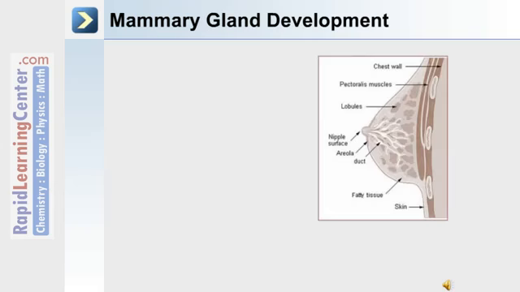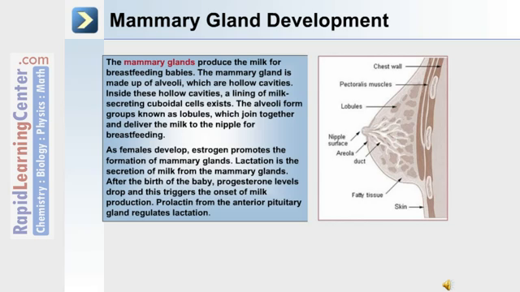The female reproductive tract also includes the mammary glands. The mammary glands are contained in the breast, which is made up of a nipple surrounded by an areola. Connected to the nipple are ducts which move into the breast tissue and are connected to the lobules. The breast itself overlies the pectoralis muscles and the chest wall. The mammary glands produce the milk for breastfeeding babies.